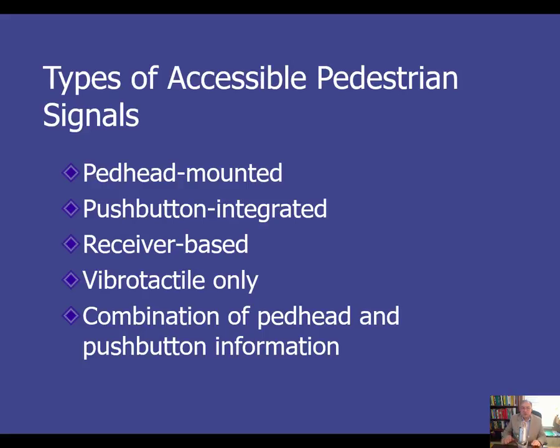Now, there are various types of pedestrian signals that are available and that are in use across the United States and elsewhere. There's the ped head mounted, which is in the ped head on the pole, much higher up. There's the push button integrated, which is right there by the push button. There's a receiver based, where an individual holds a receiver. I've seen very few of those. There's vibrotactile only, which is useful for somebody who's deafblind. And there's a combination of ped head and push button information, which is sometimes in use as well.